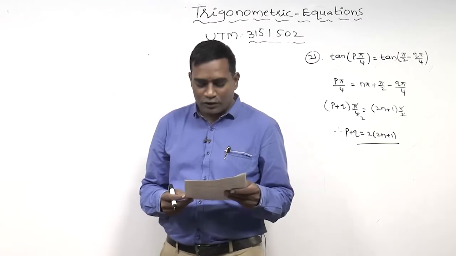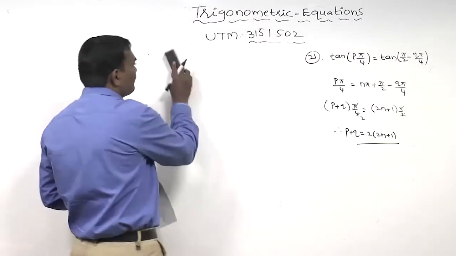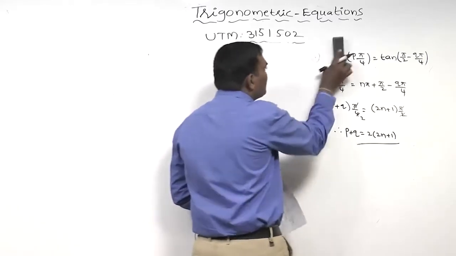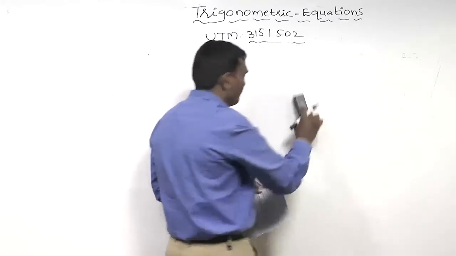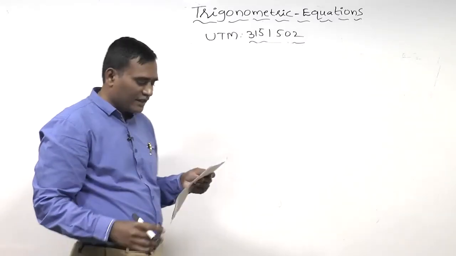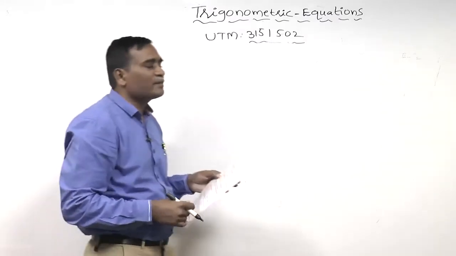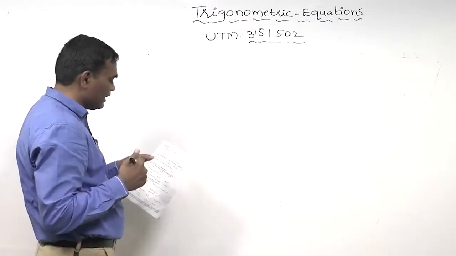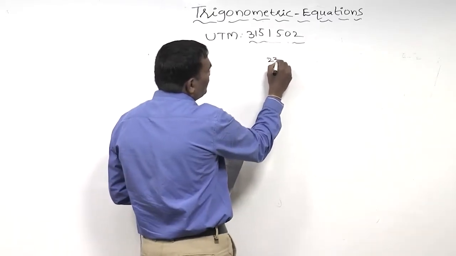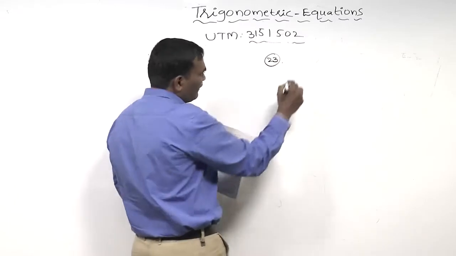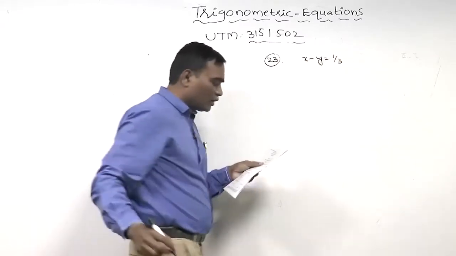Now come to the 23rd question. This is a different question, an interesting question. We have to solve. X minus y is given. First we find x plus y. Solving x plus y and x minus y, then you will get x and y values. So, how to solve? Given x minus y is equal to 1 by 3. Okay, next, one more condition is given.